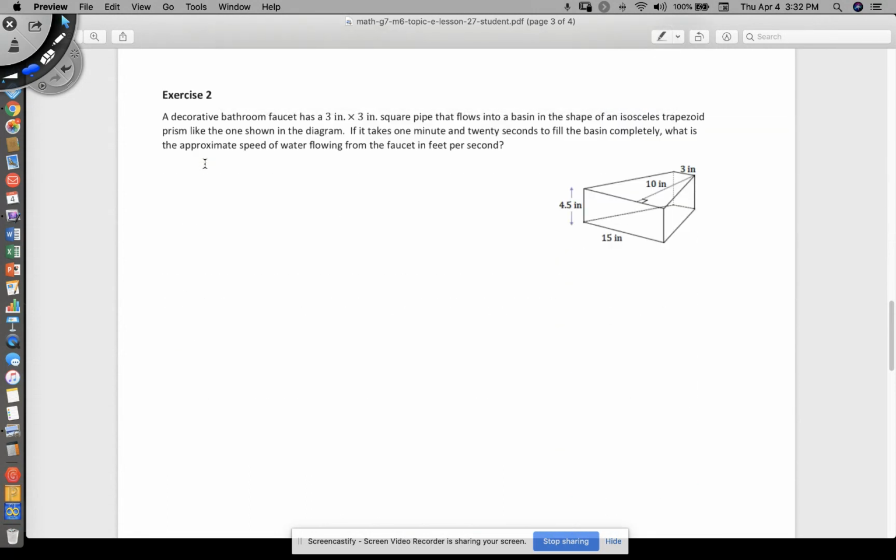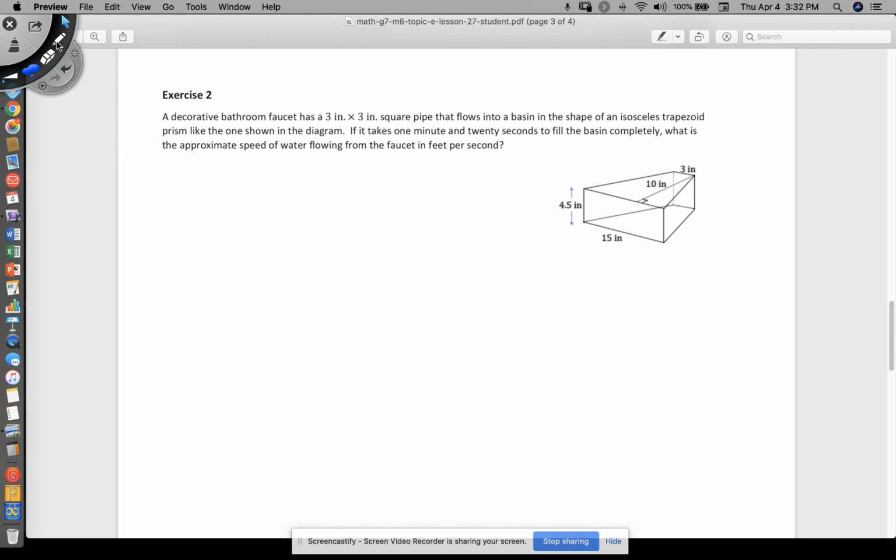This next one, I'm going to start it off for you guys, and then you guys are going to wrap it up and finish it for me. So we have a decorative bathroom faucet that has a 3-inch by 3-inch square pipe that flows into the basin in the shape of an isosceles trapezoid prism, like the one shown in the diagram. If it takes 1 minute and 20 seconds to fill the basin completely, what is the approximate speed of water flowing from the faucet in feet per second?